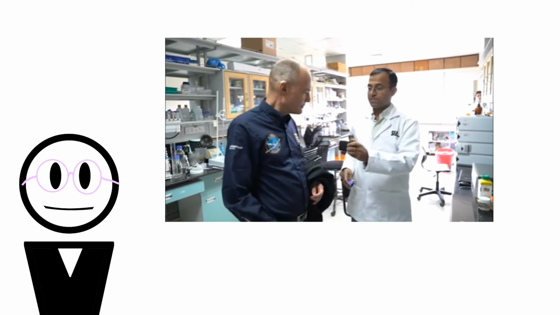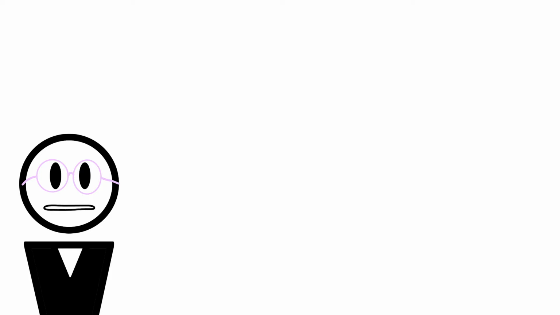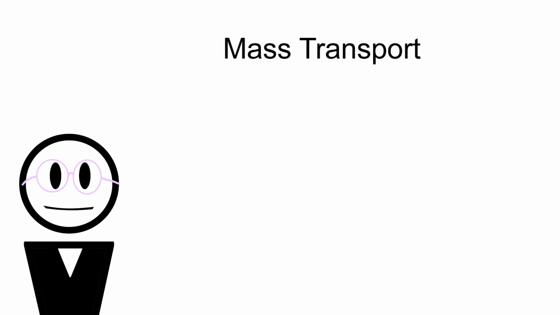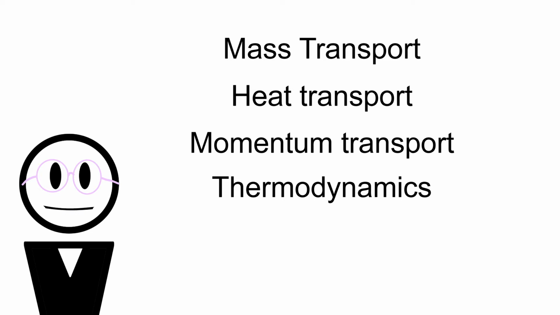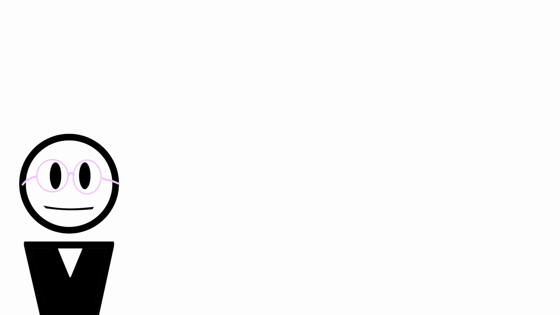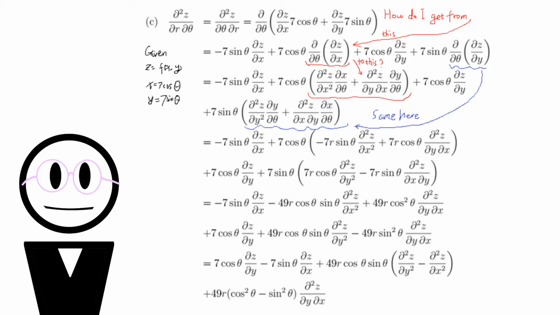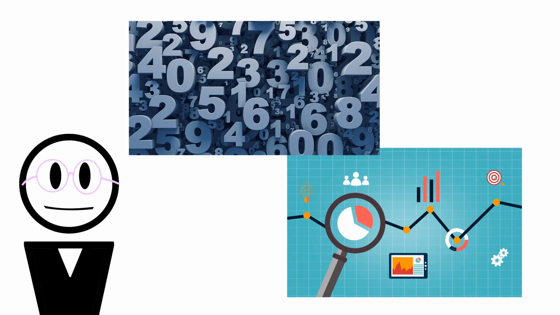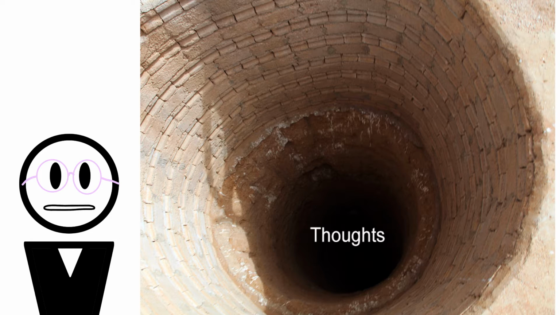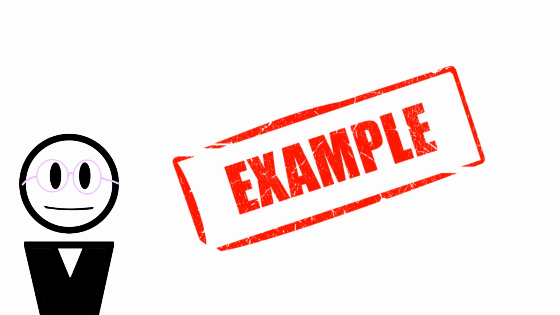Chemical engineers use calculus when solving problems pertaining to mass transport, heat transport, momentum transport, thermodynamics, and reaction kinetics. Normally, calculus is used for solving ordinary and partial differential equations, both numerically and analytically. To deepen these thoughts, here is a sample problem regarding the connection of the two.